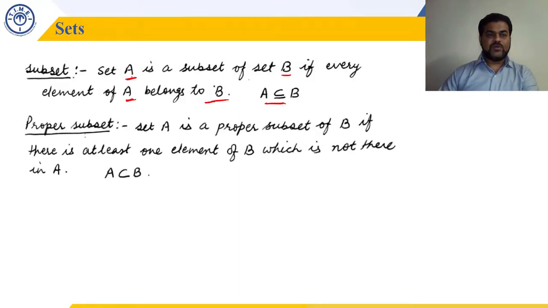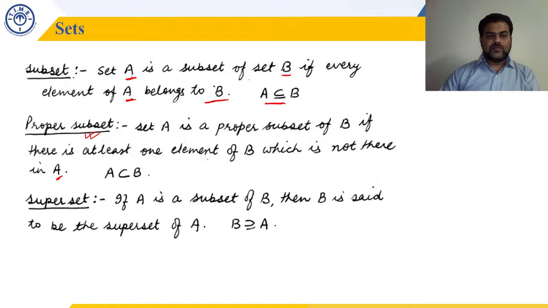Then there is something called a proper subset. Set A is a proper subset of B if there is at least one element of B which is not there in A. There must be at least one element of B which is not there in A. For example, if we have set B as 1, 2, 3 and set A as only 1, 2, we'll say set A is a proper subset of set B because there is one element, 3, in set B which is not there in A. Okay. Fine.